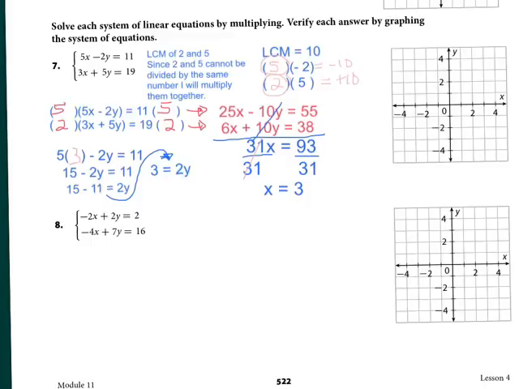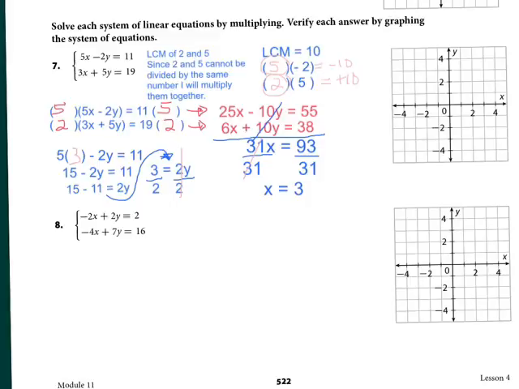And now I need to divide both sides by 2. Since the y is here and the 2 is next to it, I need to divide both sides by 2. My 2's cancel, not the y. The y does not cancel. I do not have a y on top of the fraction and a y on the bottom of the fraction. I only have a 2 and a 2.